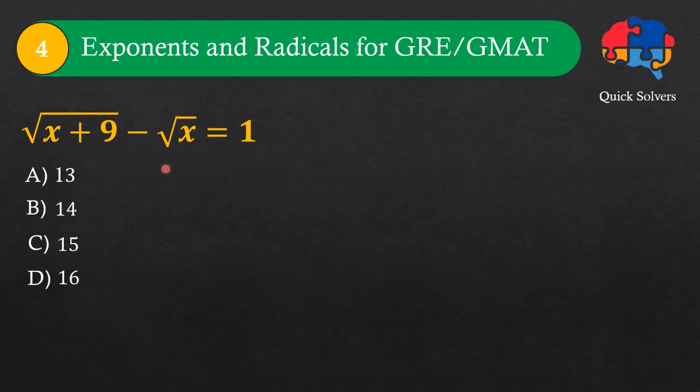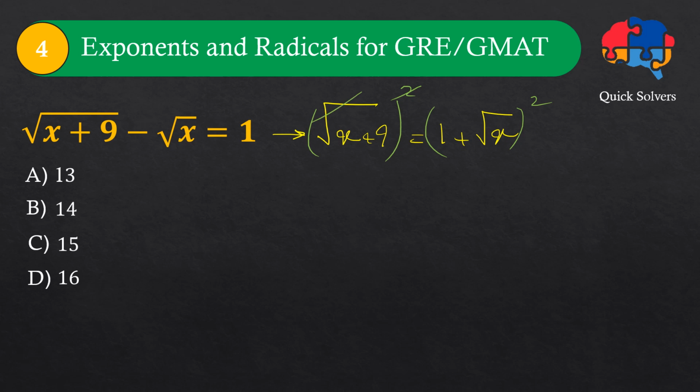To solve this, in the first step, I'll take this to the right, then we get the square root of x plus 9 equals 1 plus the square root of x. And then in the next step, I raise each side to the power of 2, aiming to get rid of the square roots. If I do that, then the square and the square root cancel out each other, and what is left is x plus 9. On the right hand side, the story is a bit different.